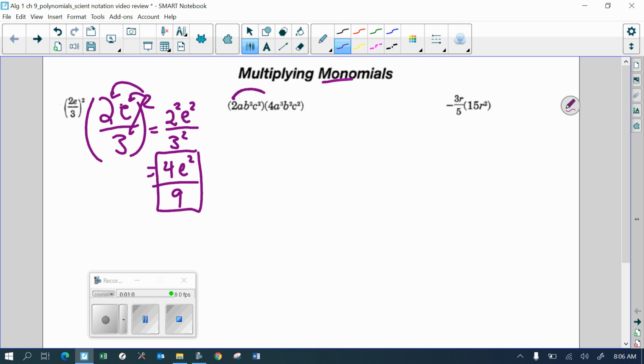Here we put together like terms. 2 times 4 is 8. I have 1 a here and I have 3 a's there. That means I have a total of 4 a's. I'm adding the exponents, because I'm multiplying like bases. When multiplying like bases, add the exponents.